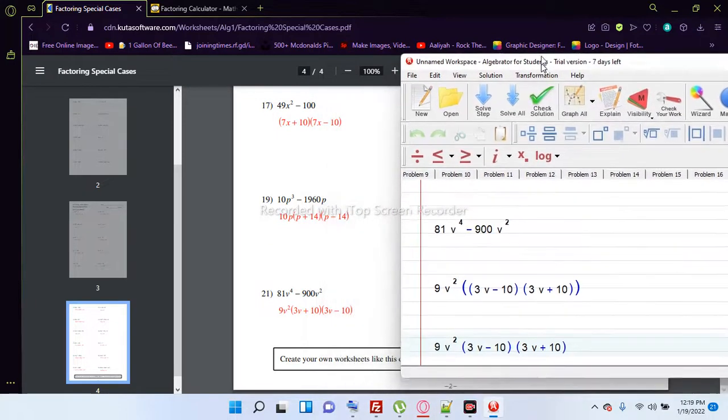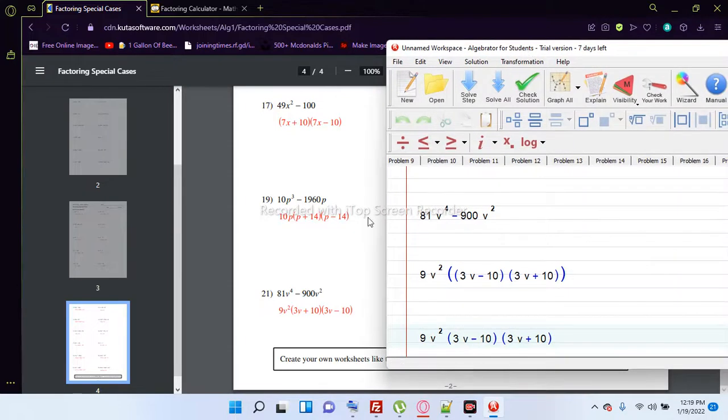As you can see inside of this here, 9v squared, parentheses, 3v plus 10. Here, and here it has 3v minus 10. So you have to do 3v minus 10 first, in parentheses, and then 3v plus 10 in parentheses. That's the way I would do it if it was a math problem. I'm like, why is this thing printing out this way?